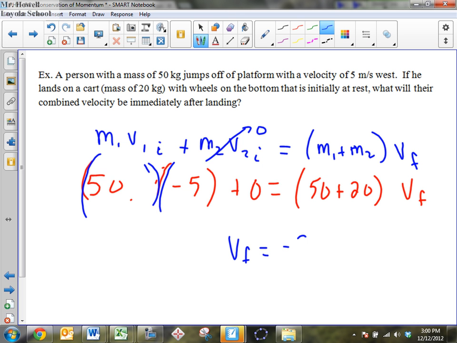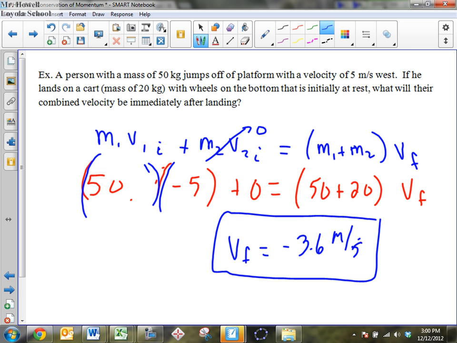And why is there only one answer for afterward? Because the objects are now together.